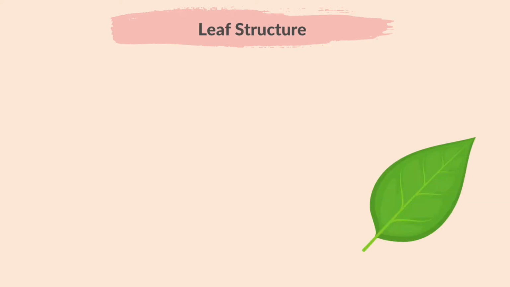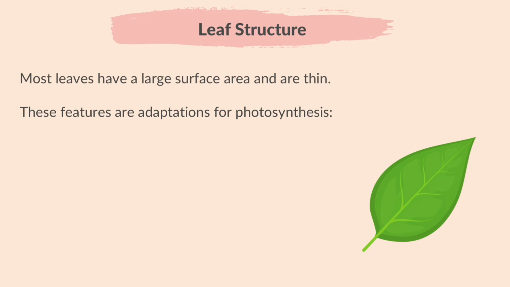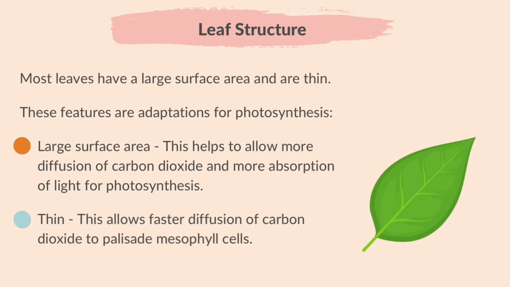Now let's look into the details of the structure of a leaf. Most leaves have a large surface area and are thin. These features are adaptations for photosynthesis. So a large surface area means that it helps to allow more diffusion of carbon dioxide and more absorption of light for photosynthesis. The fact that it's thin allows faster diffusion of carbon dioxide to palisade mesophyll cells.